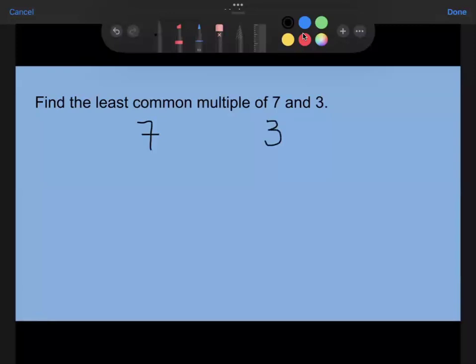So I know I cannot multiply 3 times something and get 7. So I need another multiple of 7. 7 times 2 is 14. I cannot multiply 3 times something and get 14. So I need another multiple of 7. And 7 times 3 is 21. So that does work, because 3 times 7 is 21. So that works for that one. The least common multiple of these two numbers is 21.